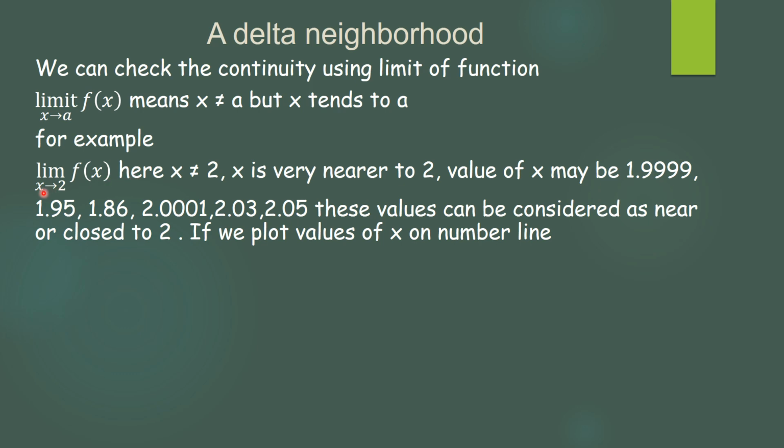Here, as we say x tends to 2, x will not be equal to 2, but x will be nearer to the value 2. So we will take certain values: 1.9999, 1.95, 1.86, 2.001, 2.03, 2.05. All these values are close to 2. When we do the approximation, all these numbers are approximate to 2. We have not taken the exact value of 2. Now we will plot these values on a number line to understand what we mean by neighborhood. These values are called a neighborhood of 2.